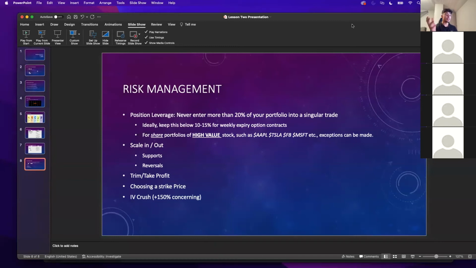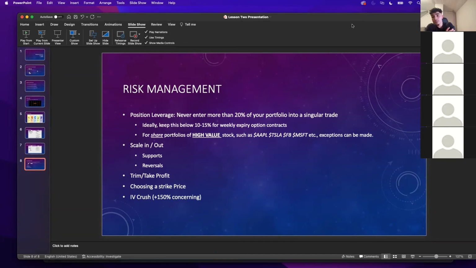No matter what, never enter more than 20% of your portfolio into a single trade. You just don't want to over leverage. If that play goes bad and you lose 50%, you just lost 10% of your portfolio at once. Whereas if you're only going into a position with 10% and you exit at minus 20%, you only lost 2% of your portfolio. So never go over 20% into a trade.